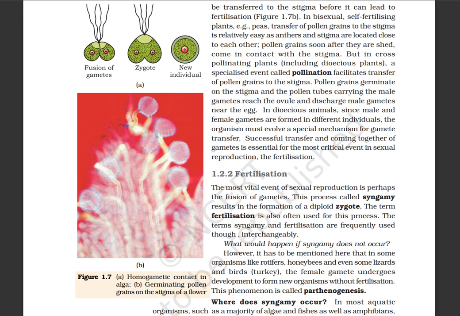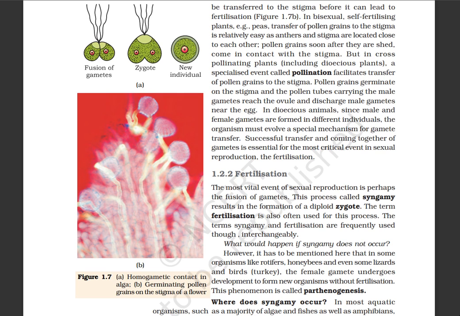The most vital event of sexual reproduction is perhaps the fusion of gametes. This process, called syngamy, results in the formation of a diploid zygote. The term fertilization is also often used for this process. The terms syngamy and fertilization are frequently used interchangeably. What would happen if syngamy does not occur?